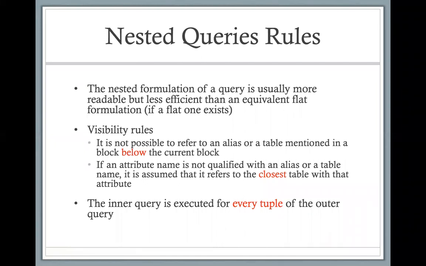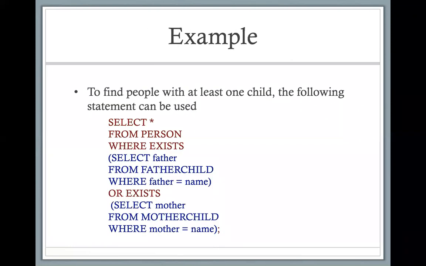Okay, something about visibility rules. It's not possible to refer to a table or an alias mentioned in a block below the current block. So I can go and, in an inner query, refer to something in an outer query, but vice versa is not allowed. Now, second thing is if an attribute is not qualified with an alias or a table name, it is assumed to refer to the closest table with that attribute. What does this mean? Let's see an example.